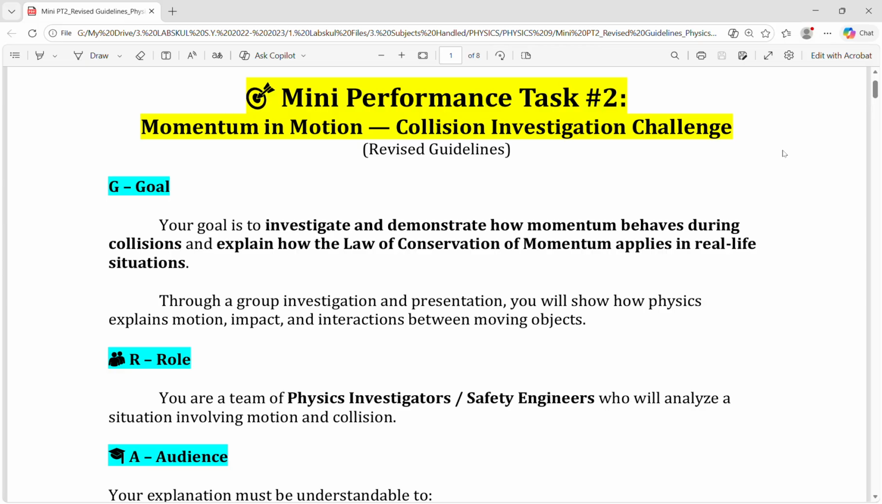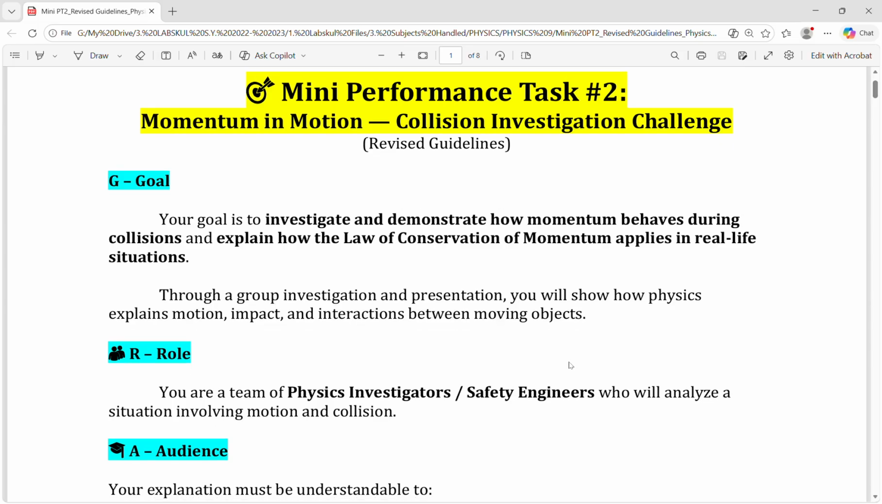In our group chat. So again, same goal: to investigate and demonstrate how momentum behaves during collisions and explain how the law of conservation of momentum applies in the real-life situation that your group has decided upon. Through the group investigation and presentation, you will show how physics explains motion, impact, and interactions between moving objects.